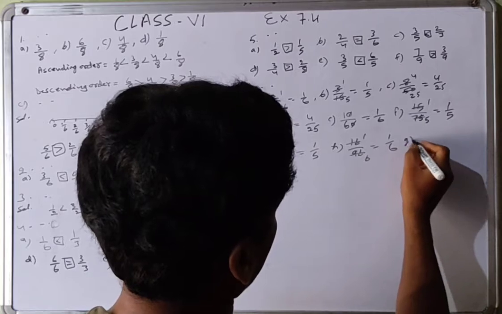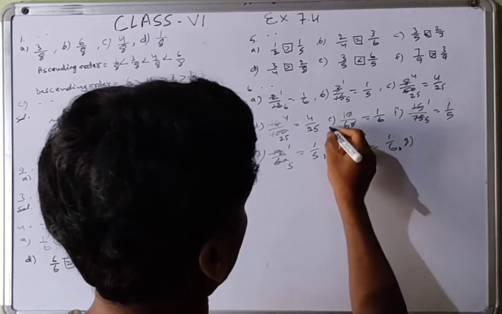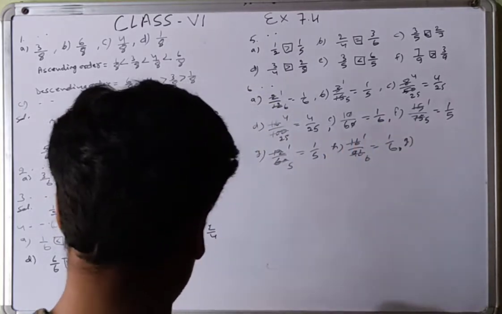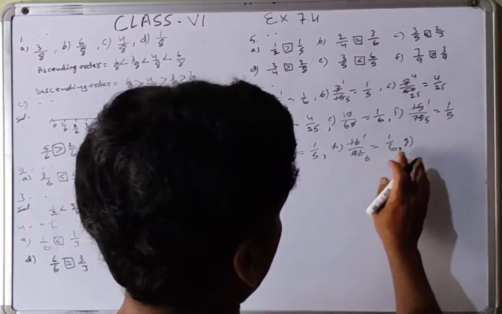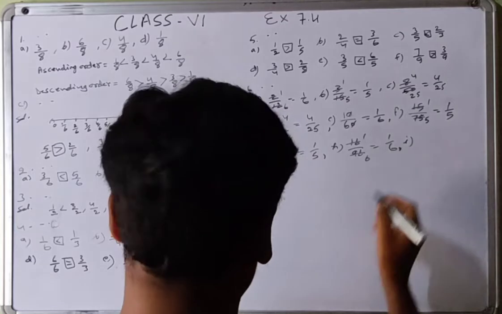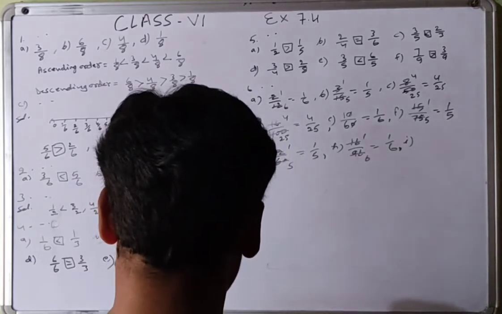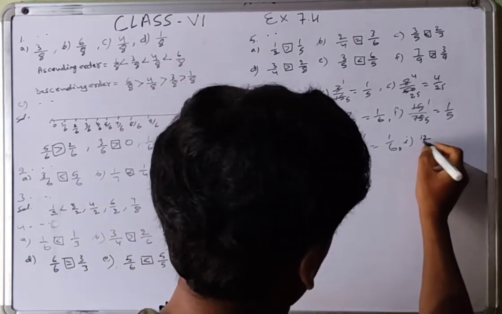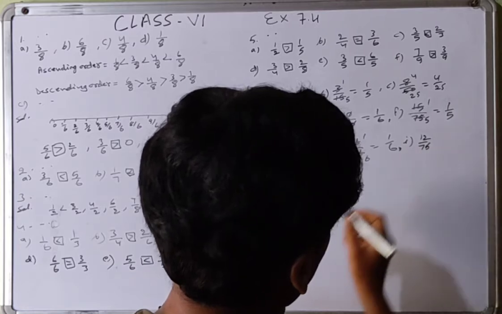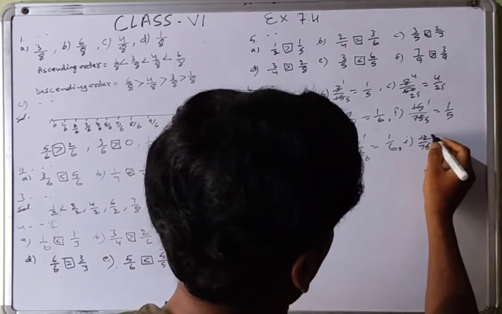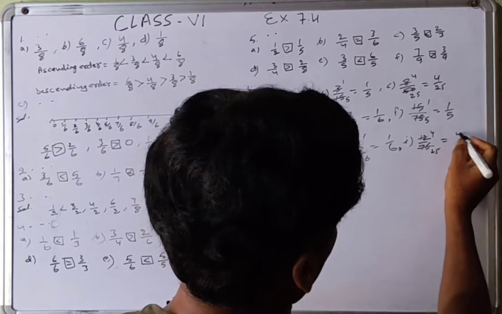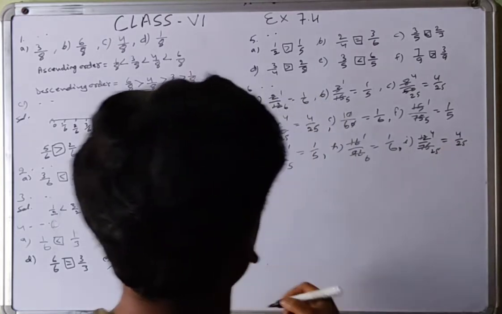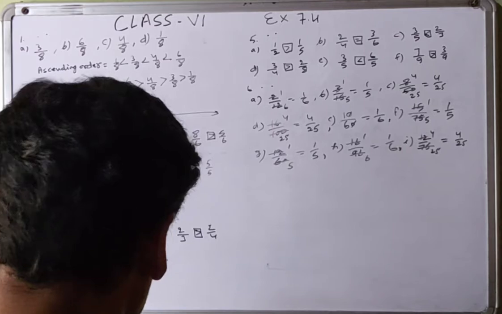I part, that is 12 upon 75, 3 fours are 12, 3 twenty-fives are 75, 4 upon 25. Other parts, do by yourself.